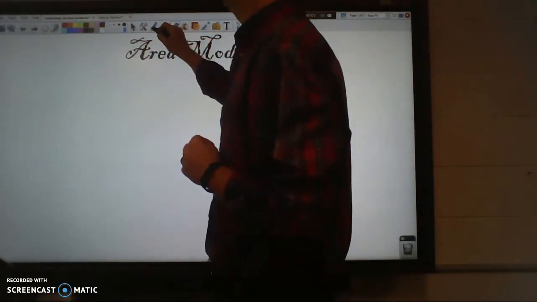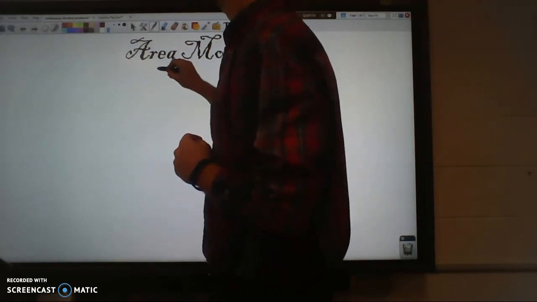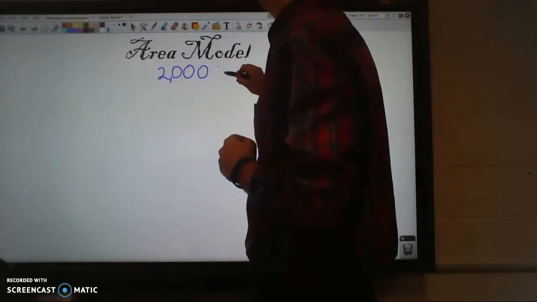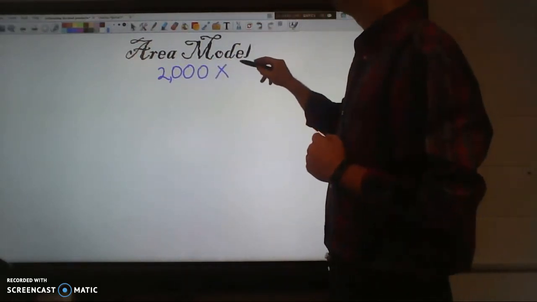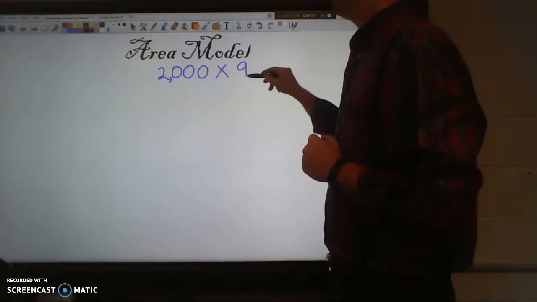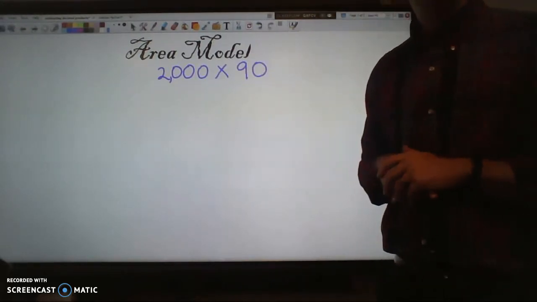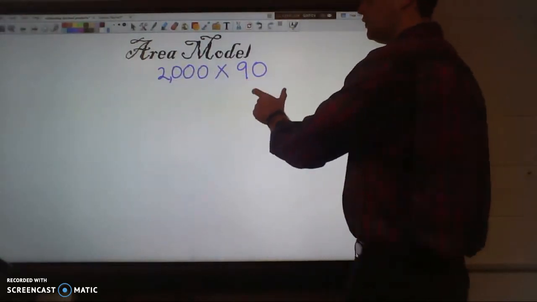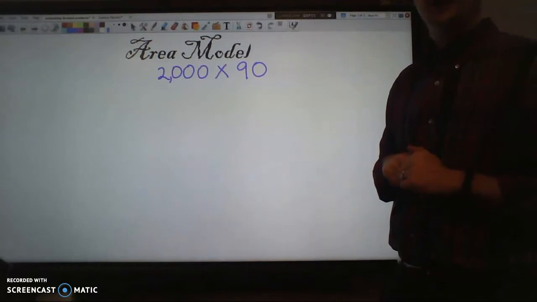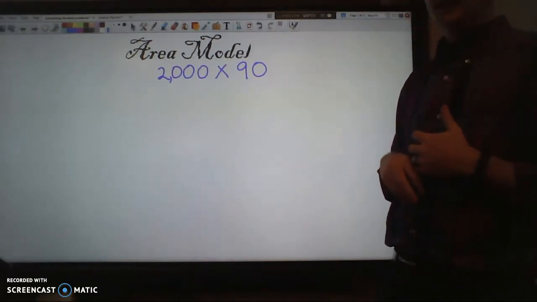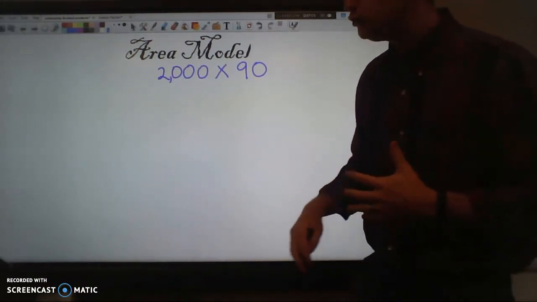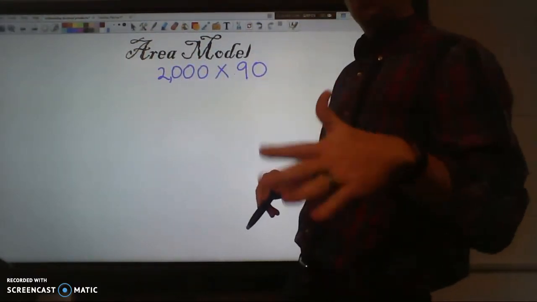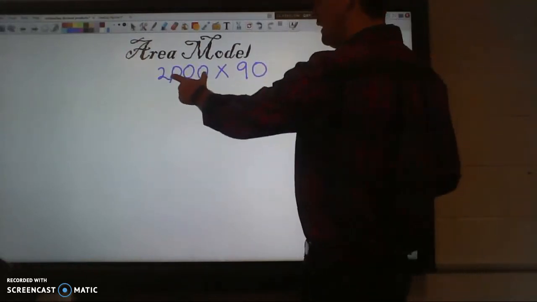Alright, so let's do 2,000 times 9. Okay? Now, 2,000 is greater than 90. Okay? It's a lot bigger than 90. Now, if we were actually going to draw it to scale, 2,000 would be a lot bigger than 90, like if we had to draw it. But the main thing that we want to realize is that 2,000 is greater than 90.